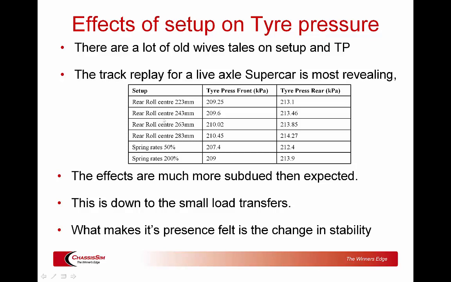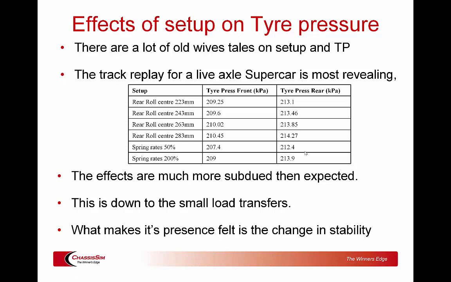If we take a look at the spring rates halved by 50%, again, it would go the way that you'd expect. The front tire pressures would drop by about 2 kilopascals, or about 0.3, maybe 0.4 of a psi, and the rears dropped by about 1, which is about 0.2 or so of a psi. And again, the same thing when we went to 200%, it went the other way.